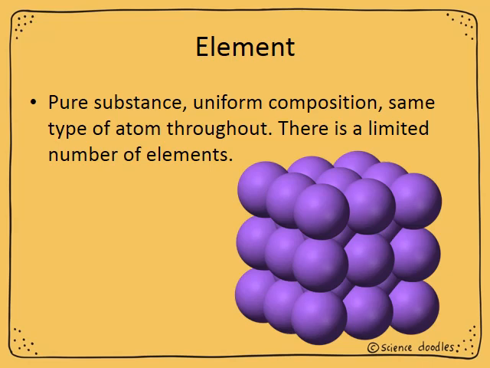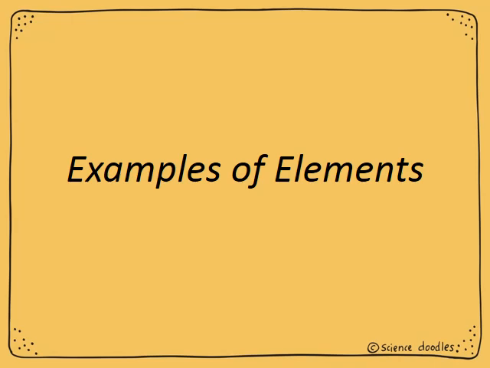Okay, so here's another way of looking at it. It's the same definition as before, but here we have a bunch of purple balls to illustrate the different atoms. And if you notice, all of these are the same shape, same size, same color. So this substance only has one type of element in it. So we're going to look at a couple examples of elements.